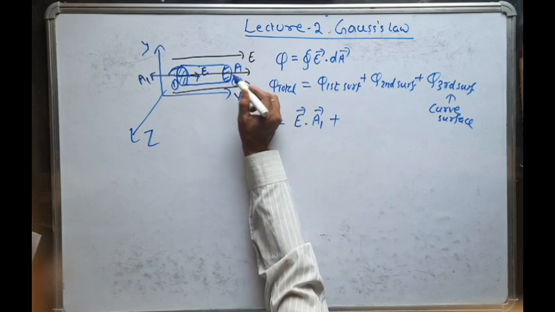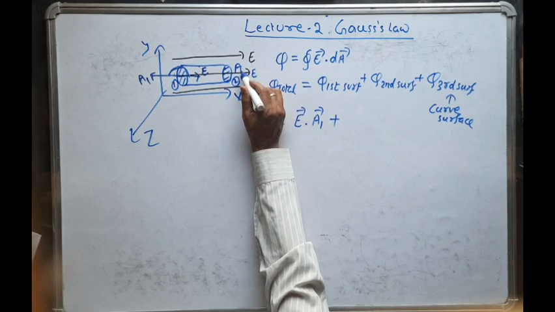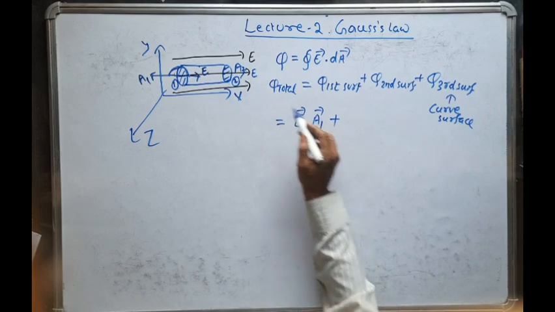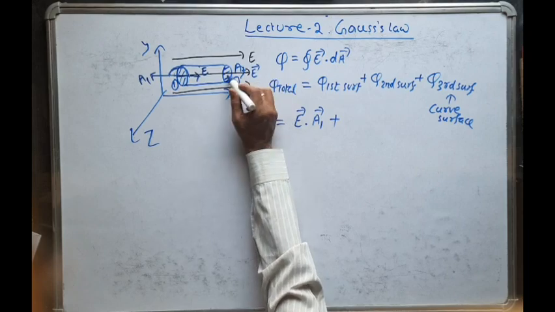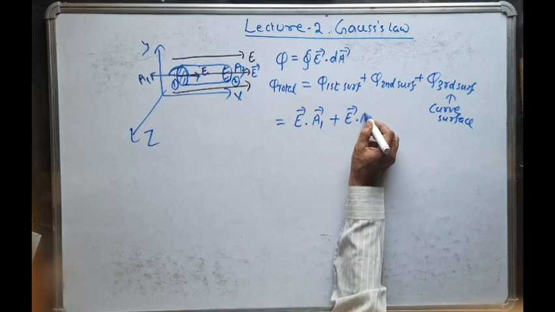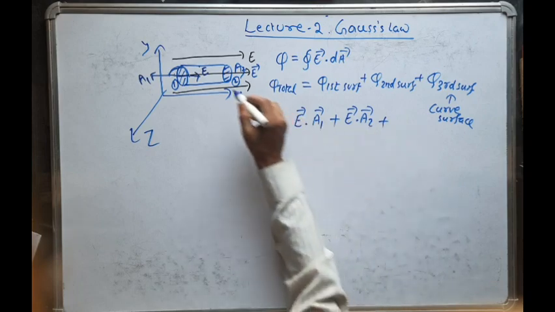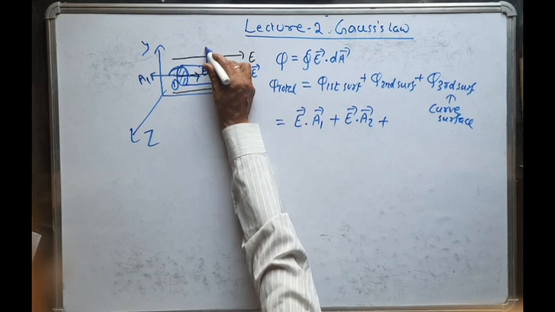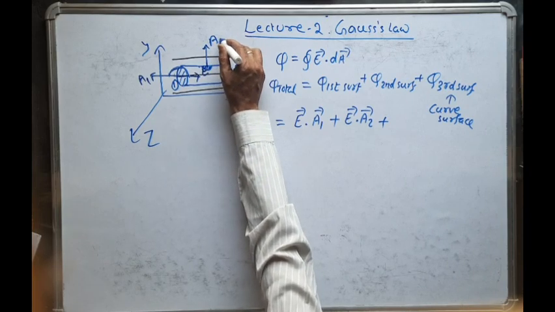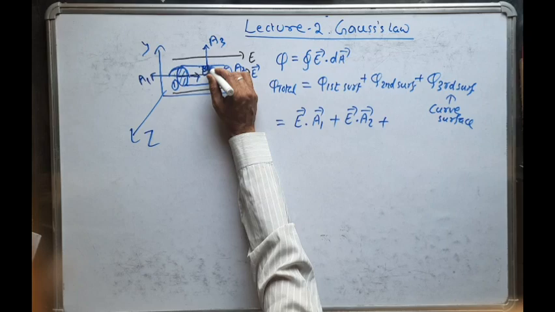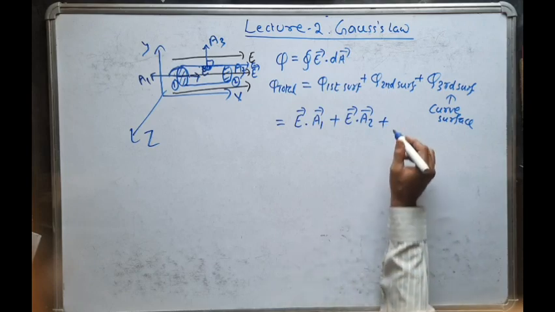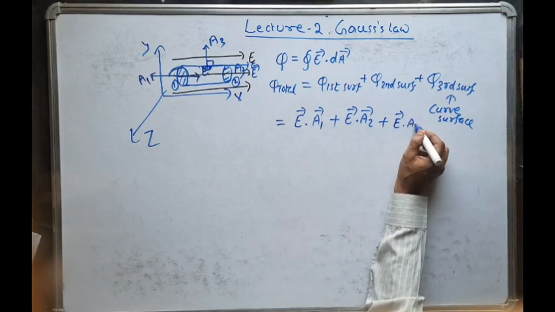For the second surface, the electric field is towards the right and the area vector is also towards the right, because the area vector is always away from the surface. So the flux through the second surface is E dot A2. Now if I take a small element on the curved surface of the cylinder, the area vector is away from the surface and normal to the surface, and the electric field is towards the right. What is the angle between them? 90 degrees. So I can write E dot A3.